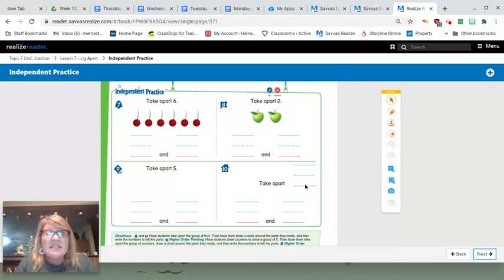Good work. This last one says higher order thinking. That means you have to really use your thinking cap. Have students draw counters.